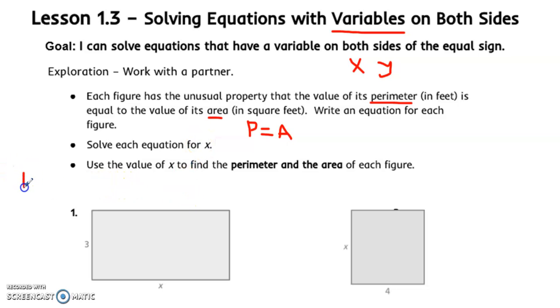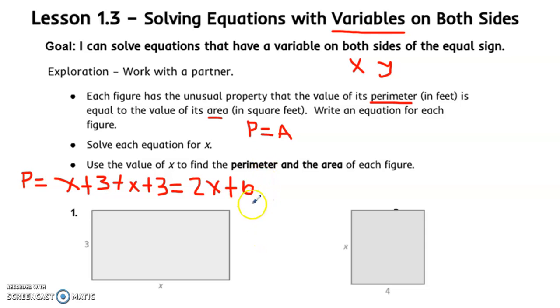Okay, first of all, the perimeter is how far around it goes. So we've got x, and then 3, and then this is the same as the bottom, so plus another x, and then add another 3. Okay, so basically we have x plus x, which is 2x, and then 3 plus 3 is 6. So that is what our perimeter is.